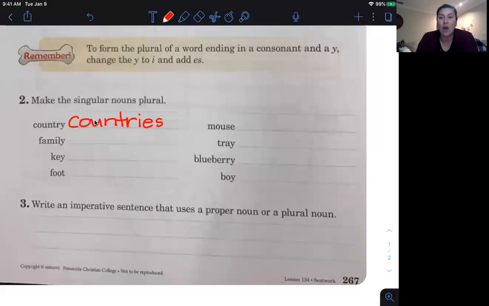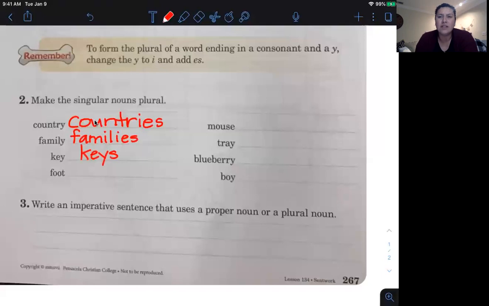What about family? Well, what's the letter right before the Y? Is it a vowel or a consonant? It's a consonant, so we're going to change the Y to an I before adding ES. Families. Very good. And what about the word key? If I'm talking about more than one key, I'm talking about keys. Now, would I just add the letter S, or would I change the Y to an I before adding ES? I'm just going to add the letter S. Good job. Because the letter right before the Y is a vowel. It's not a consonant.